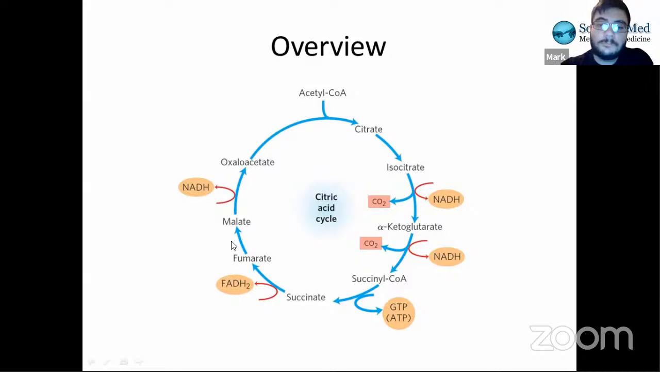Here you can see where you make CO2, where it comes out, and the CO2 you make, you exhale, obviously. With the NADH, we make energy. FADH2 I covered as well. And you make GTP or ATP, which are pretty much the same thing, in this one step.